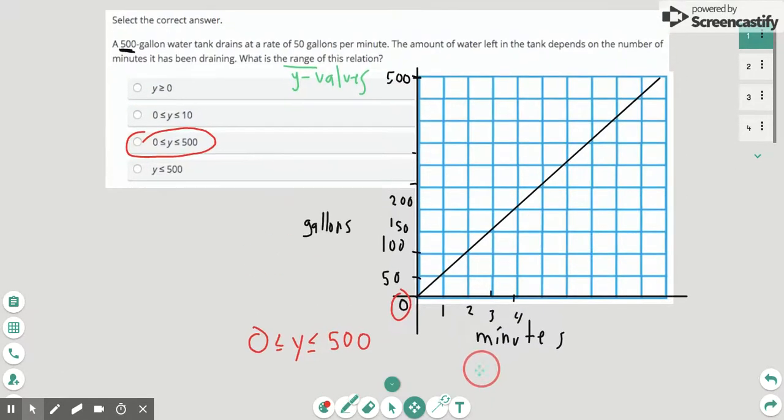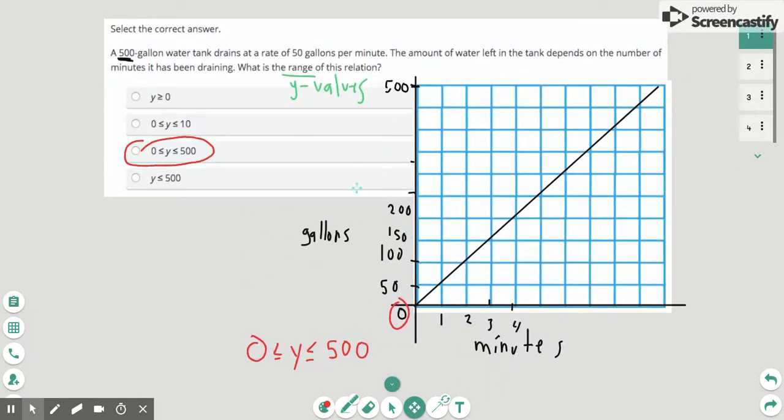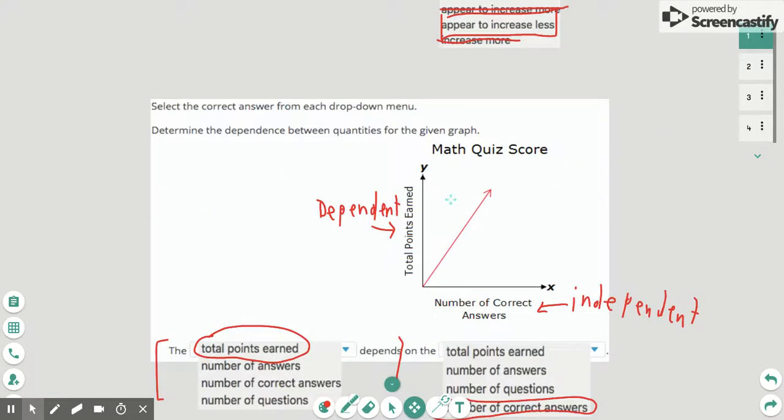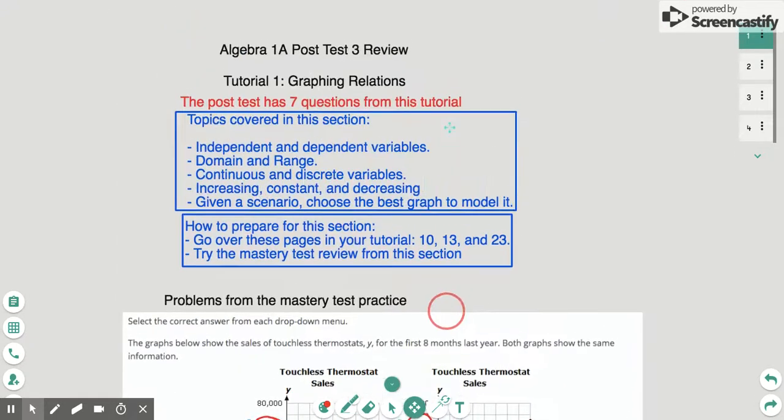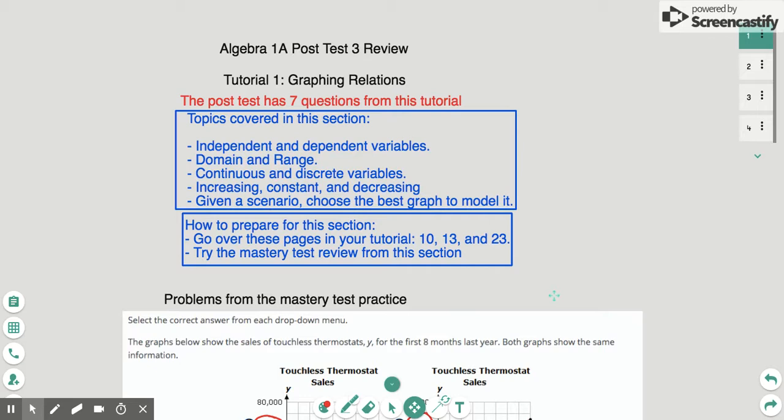And that was the last problem from this section. Please make sure that you review these pages and more problems. And if you have any more questions about these topics, please contact the math teacher. Thank you.